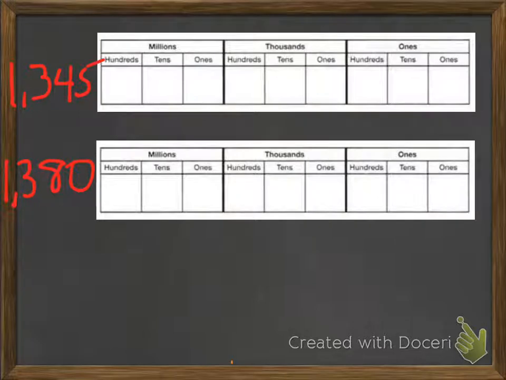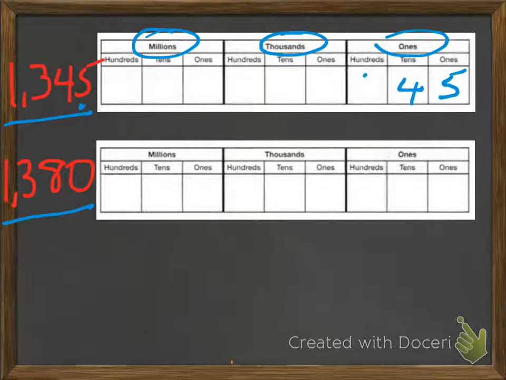Here we have two numbers and we want to compare them. So we have 1,345, we have 1,380, and we want to compare them. The easiest thing to do is to stick them right into a place value chart, and that's what these white things are for. We have our ones section, our thousands, and our millions, and we just start with the last number, 5, and start down here, 5, 4, 3, 1. So we have 1,345. And then for this number, we have 0, 8, 3, 1. So we have 1,380.